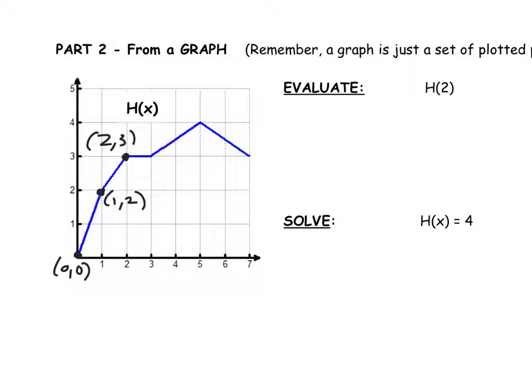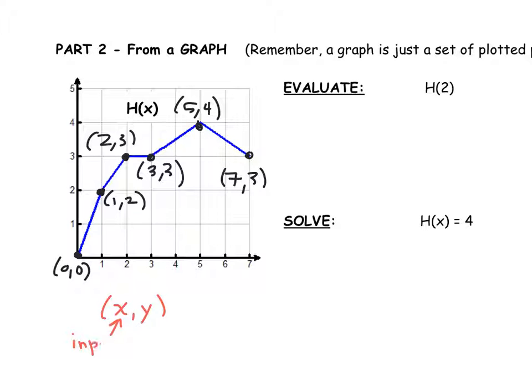All right, let's do the rest of the points. Here's (3, 3). Here's (5, 4). And lastly, here's (7, 3). All right, and just to make a really quick point right here, I'm going to write any point (x, y). x is the input, y is the output. Just keep that in mind.